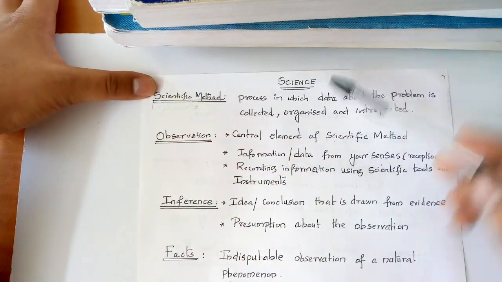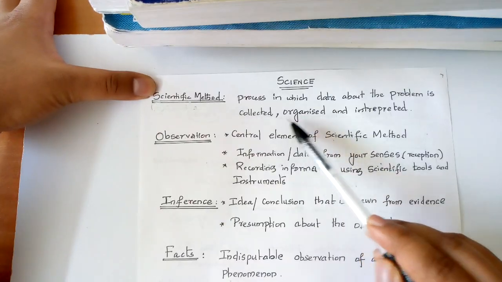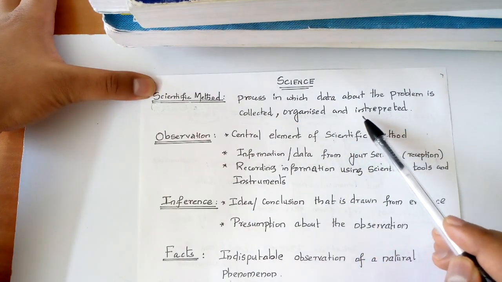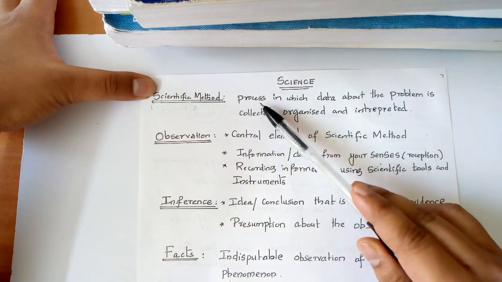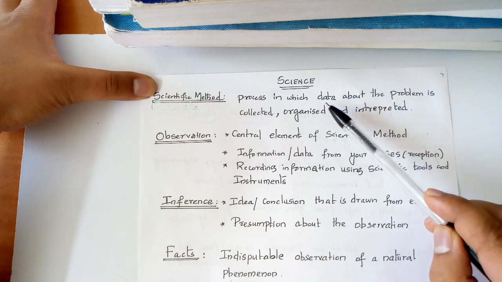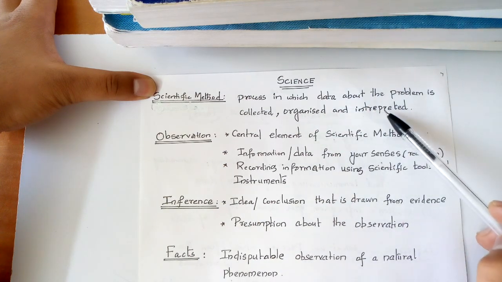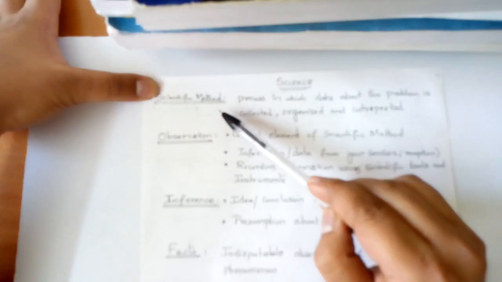It is nothing but a process in which data about the problem is collected and then organized, and then finally interpreted. So it's a full mechanism in which we take some problem of interest and we collect the data, and then we organize it according to the plan, and then we finally interpret that. This whole process is called a scientific method.